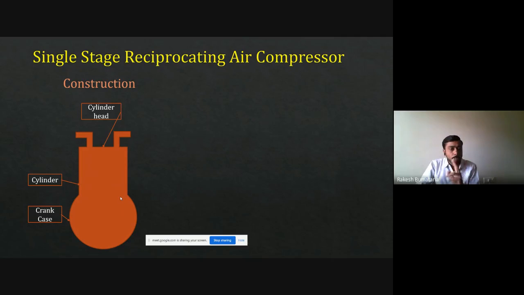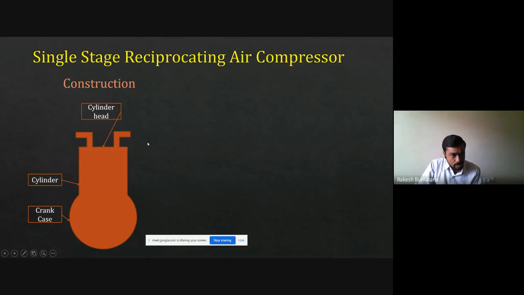There are two main functions of the crankcase. One is to prevent the internal mechanism from external dust and other particles. Another is that in the crankcase there is always lubricant, which is used to lubricate the mechanism. So the two functions are to protect from external bodies and to provide storage for lubricant. The third one is the cylinder head, which is used to accommodate the valving mechanism.